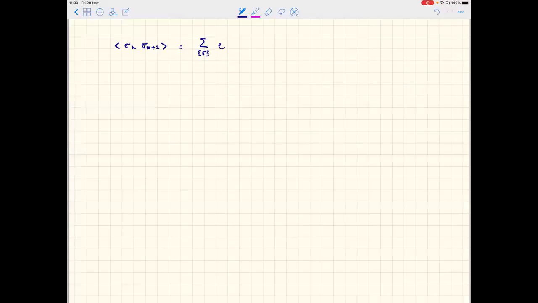The average of sigma k plus 1 times sigma k plus 2 is the sum over sigma of e to the minus beta H, sigma k plus 1 squared, sigma k plus 2, divided by Z, the partition function. Right? So now I can write it as the sum over sigma of e to the minus beta H, sigma k, then sigma k plus 1 squared, sigma k plus 2, divided by Z.